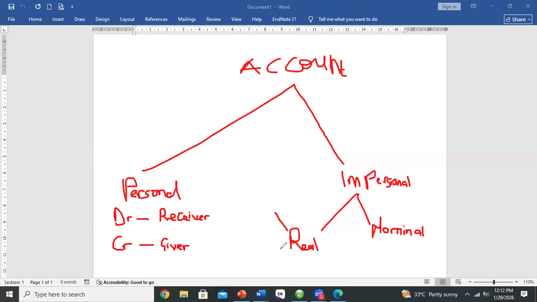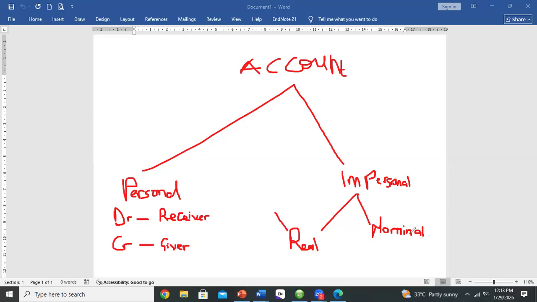What it means is that if the transaction has an item you can see, feel, and touch, it's not a human being, it's not a person, but you can see, feel, and touch, like building, land, vehicle, fixtures, then when it is coming into the business, so incoming, you debit. When it is going out of the business, you credit.